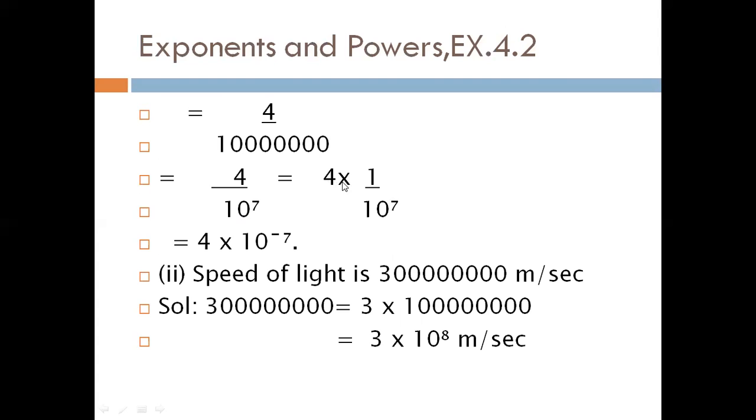Separate 4 into 1 by 10 power 7. 1 by a power n is equal to what? A to the power of minus n. So we can write this as 4 into 10 to the power of minus 7. This is the standard form of the given question.